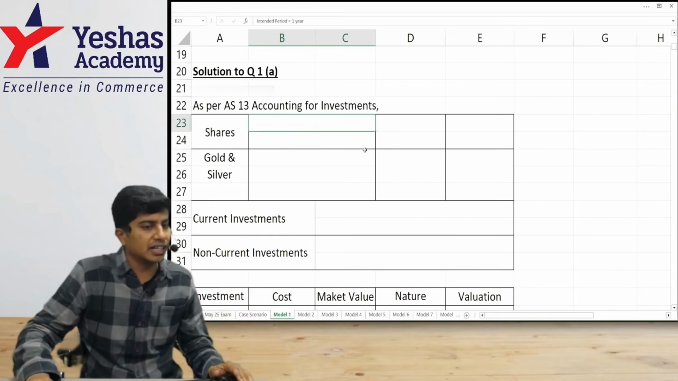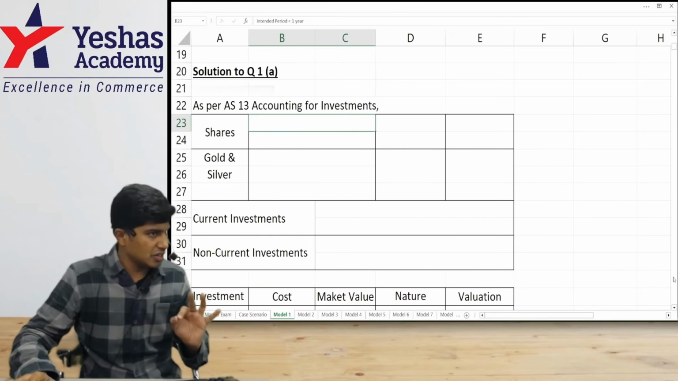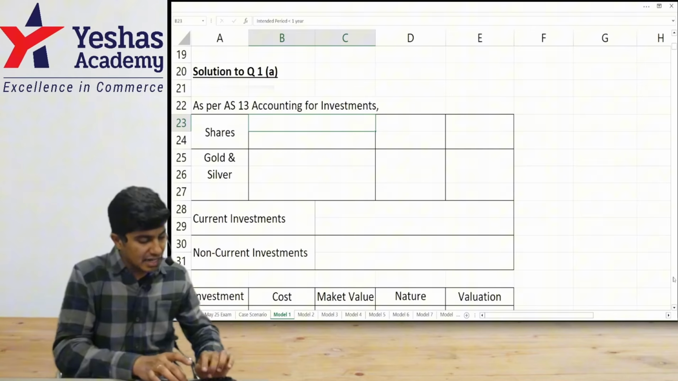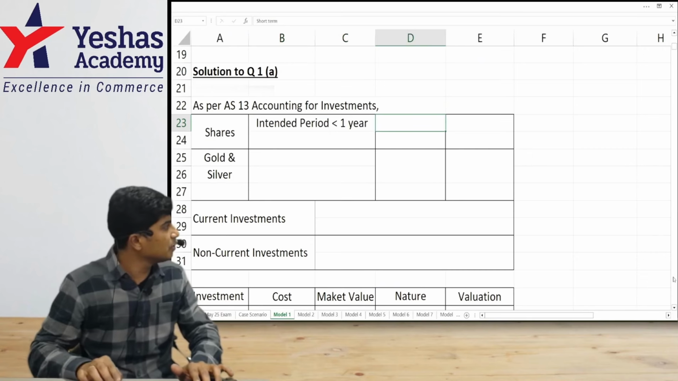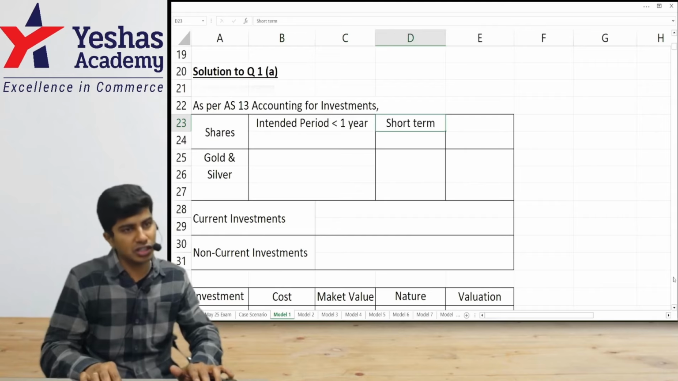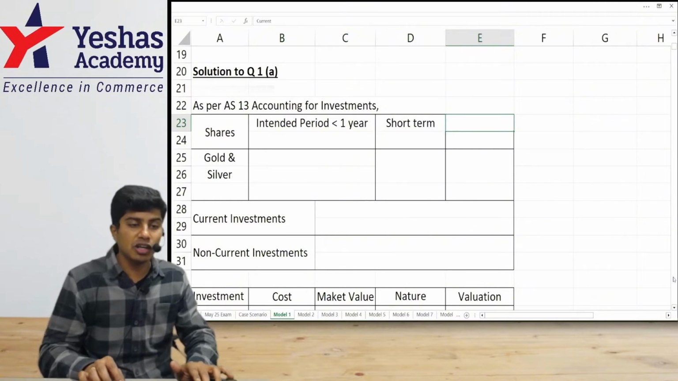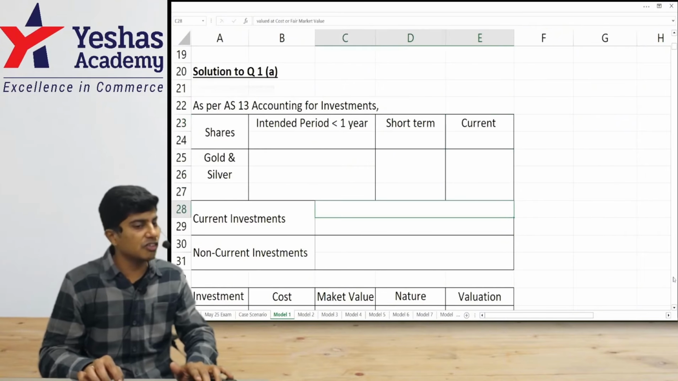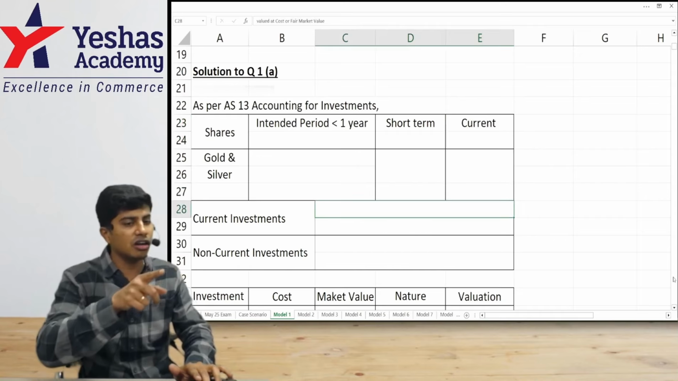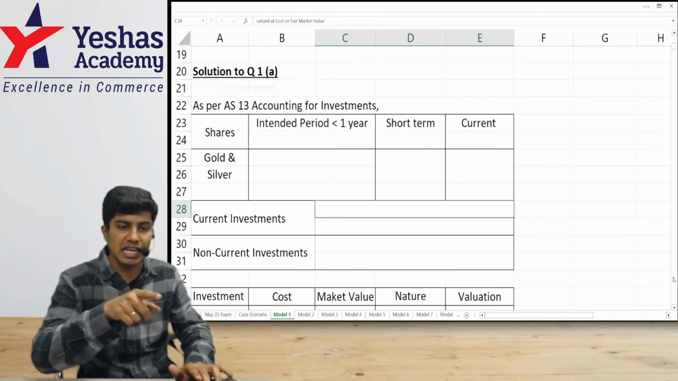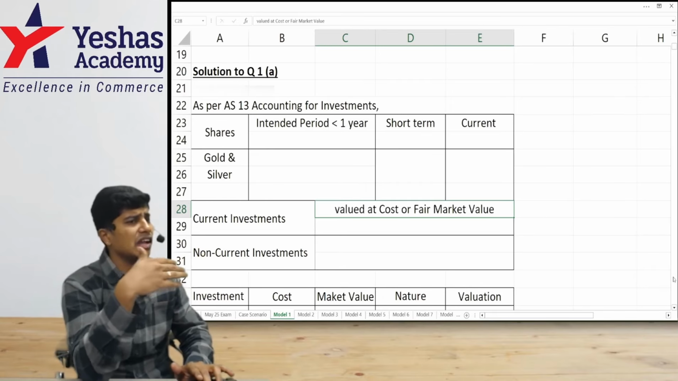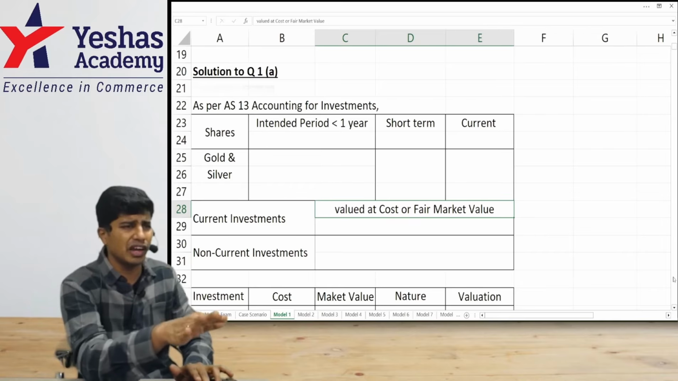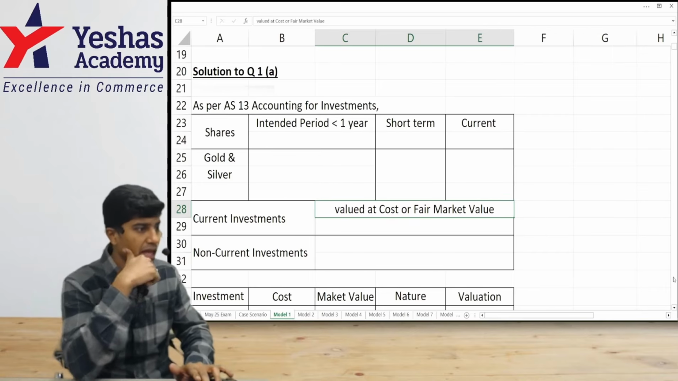As per Accounting Standard 13, shares is an investment; if it is intended to be held for a period less than 1 year, it will be called short term investments or current investments. Short term or current investments will be valued at what value? Short term or current investments will be valued at cost or fair value, whichever is less. If fair value is given, we'll consider fair value. If fair value is not given, market price and fair value can be assumed to be same.